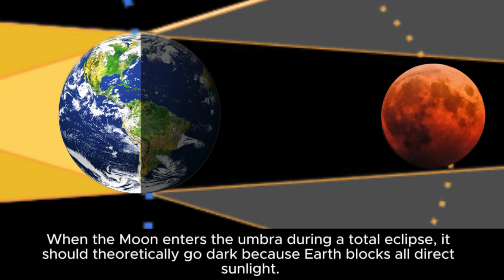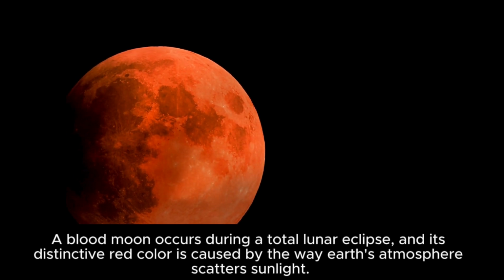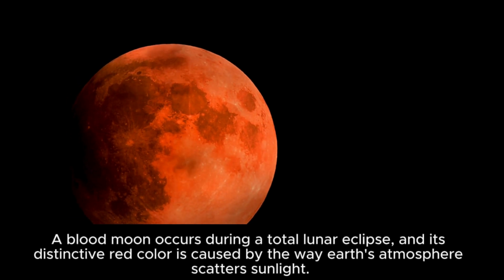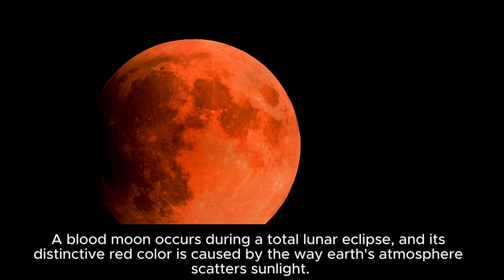When the moon enters the umbra during a total eclipse, it should theoretically go dark because Earth blocks all direct sunlight. However, instead of turning completely black, the moon often takes on a reddish or coppery hue, often called a blood moon. A blood moon occurs during a total lunar eclipse, and its distinctive red color is caused by the way Earth's atmosphere scatters sunlight.